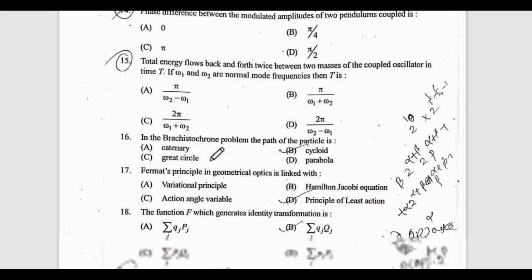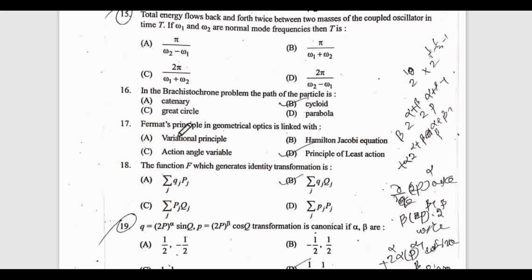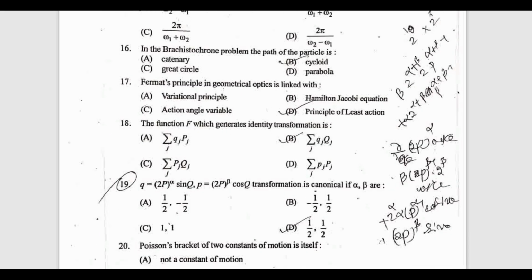Now coming to the 17 number question. The question was about the Fermat principle in geometrical optics. It's very simple. We know that Fermat principle is related to the principle of least action. Now coming to the 18 number question, about the generating function related to identity.